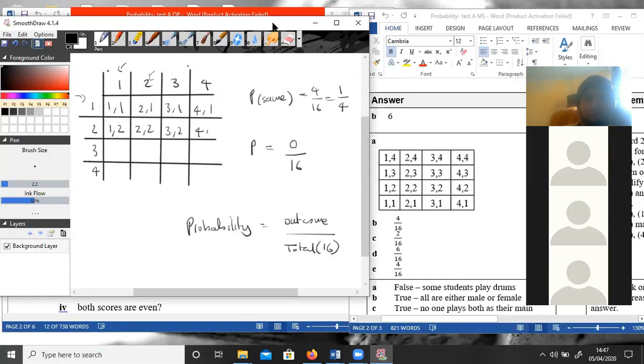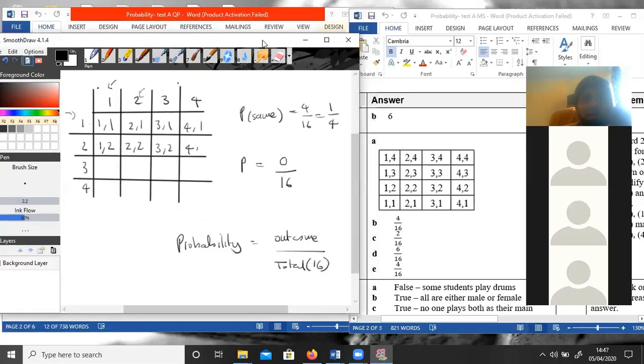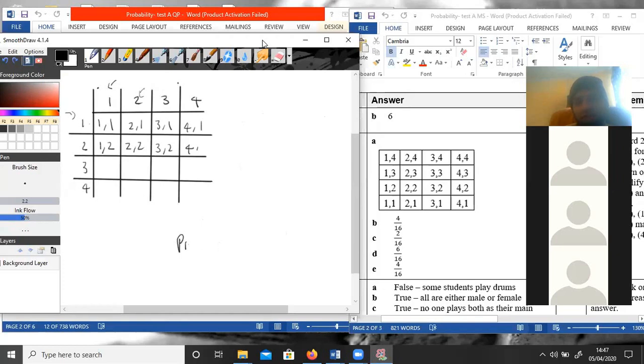Good. The total being less than 5. So what's the probability of me getting a total that's less than 5? The total number is 16 still. Less than 5, 1 plus 4 is 5. That doesn't work. 1 plus 3 is 4. 1 plus 2 is 3. 1 plus 1 is 2. So 3, 4, 5, 6. I think there's about 6. If you add them up, they go to less than 5. Would you agree, Amar?